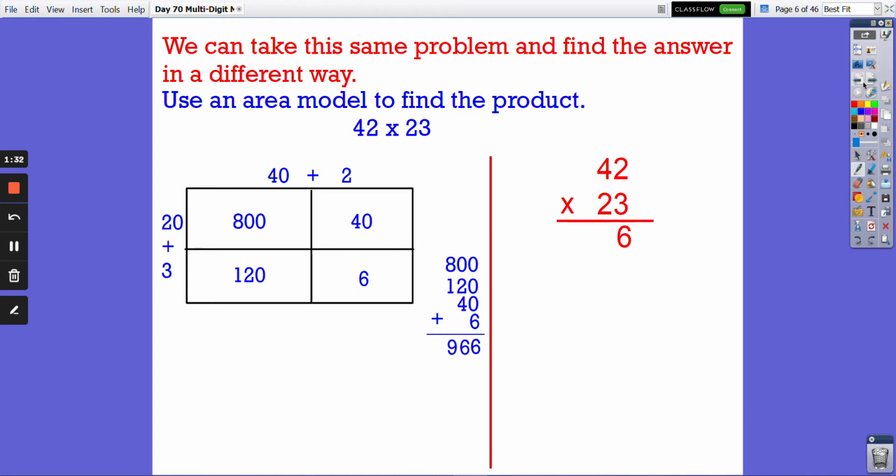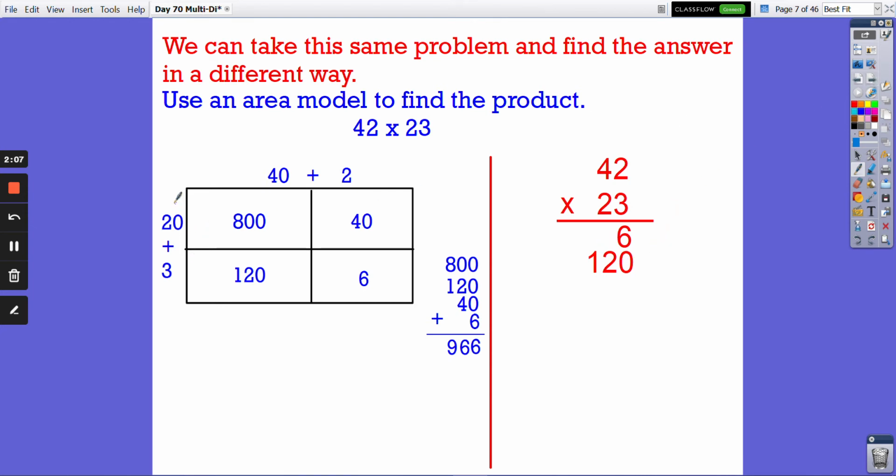So the first thing that we do, just like we did here, 3 times 2 gave us 6, we're going to do our 3 times 2. Well, 3 times 2 gives us 6. And then we're going to do our 3 times 40. Remember that 4 actually has a value of 40. So 3 times 4 is 12, so 3 times 40 is 120. We write the entire number below that line. Again, it's different from the standard algorithm because we're writing the entire product down below.